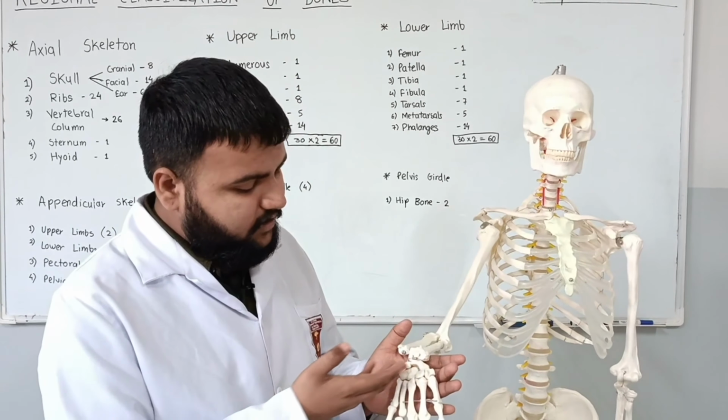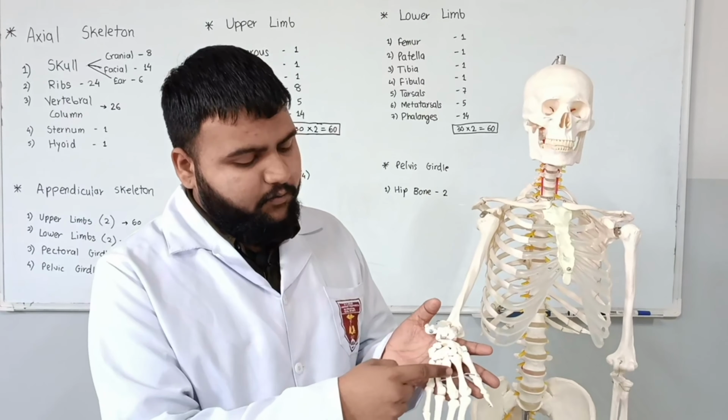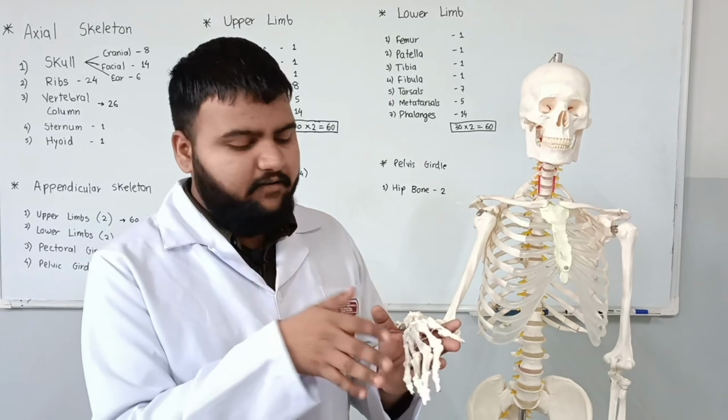Here you can see the carpals. There are a total of 8 carpals. These 5 bones are the 5 metacarpals, and then the fingers. Here are the 14 phalanges.